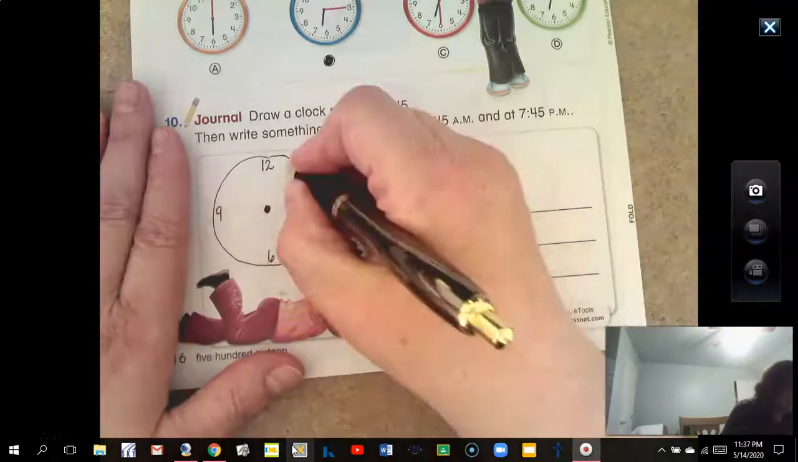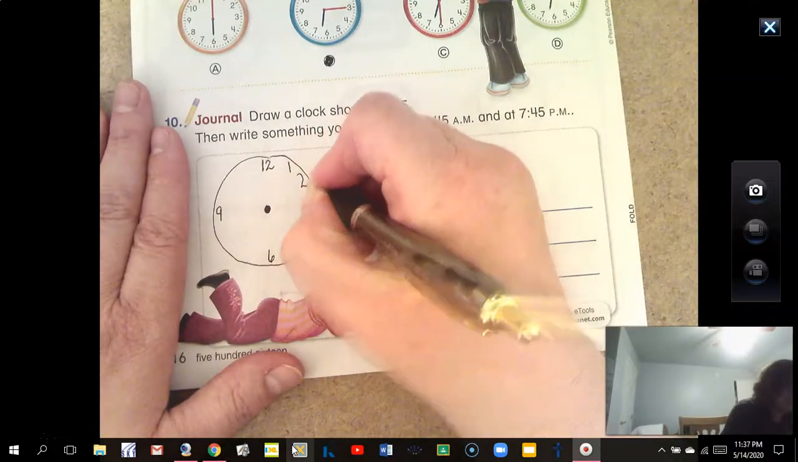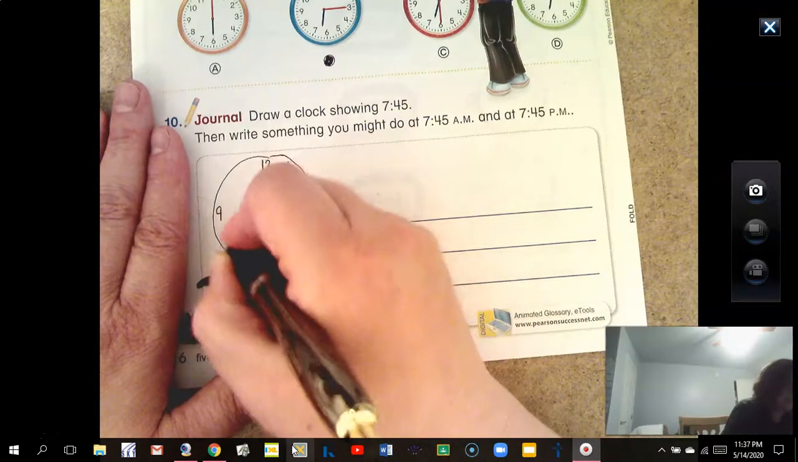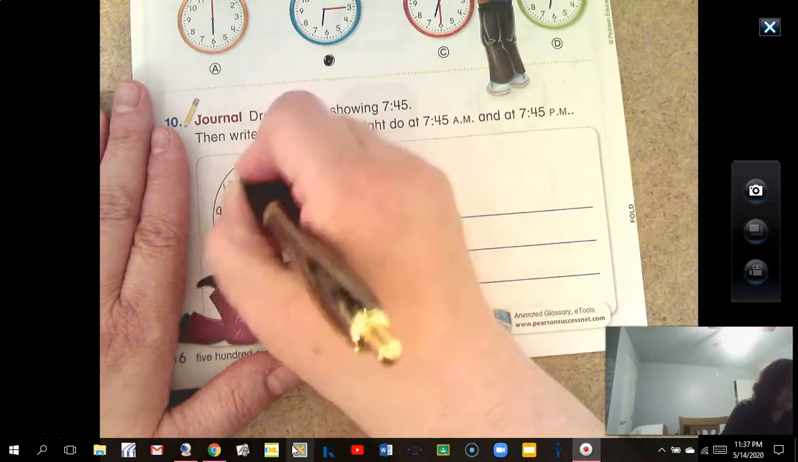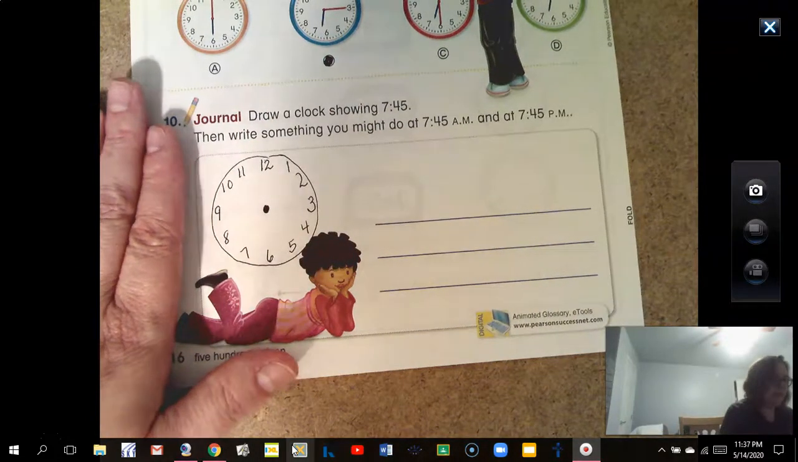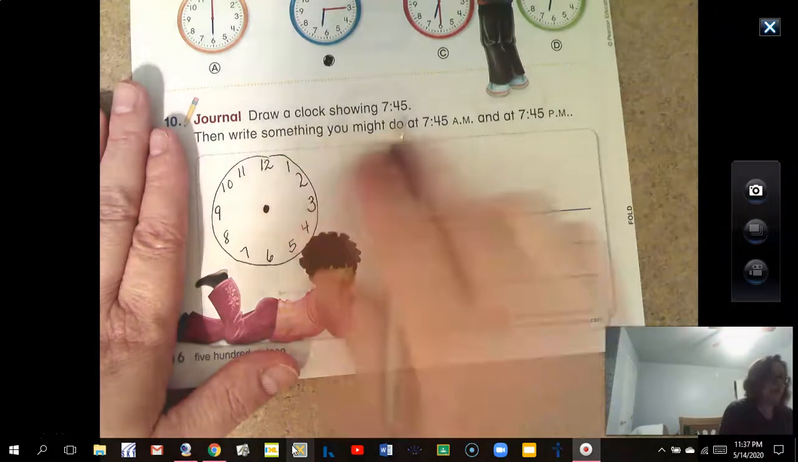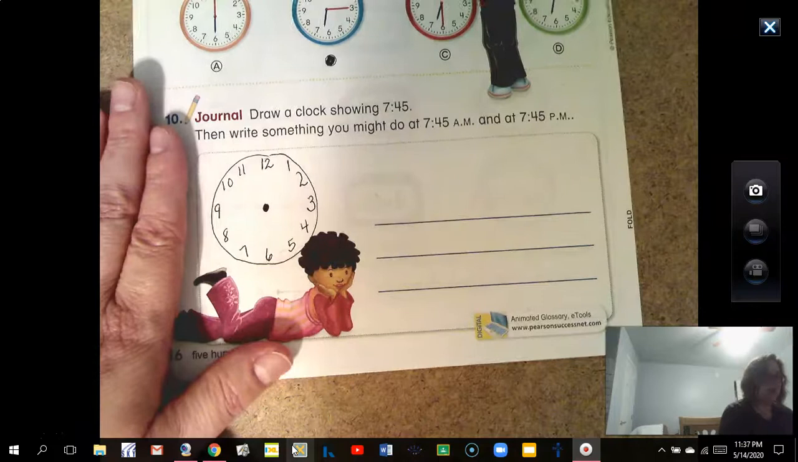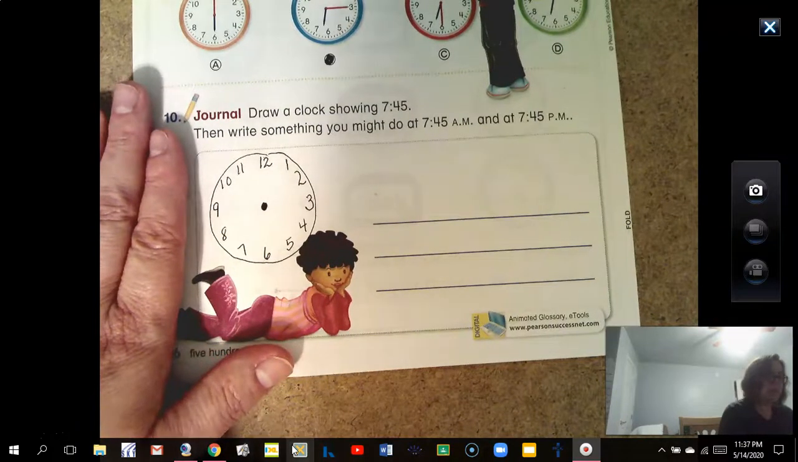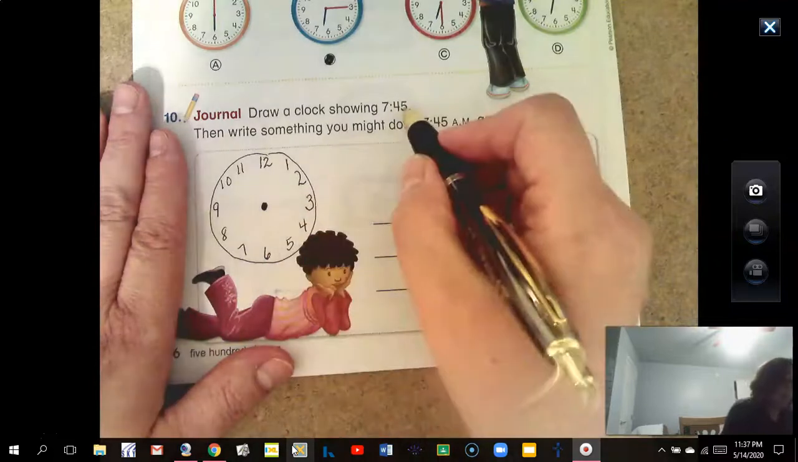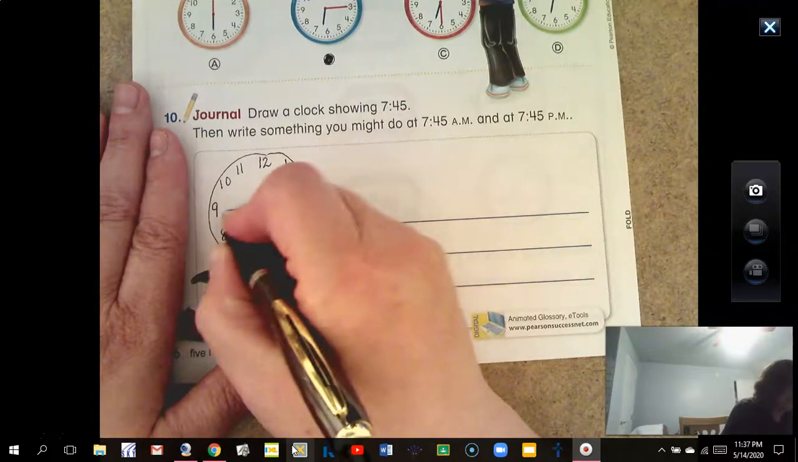Now let's put a dot in the middle. And then let's just fit the other numbers in. And we did this before when we made our clock. And we've also done this before in our classroom. Okay, and there's our clock. It says draw a clock showing 7:45. Okay, so 7:45, well, I'm going to show you the minute hand. The minute hand goes right over here.